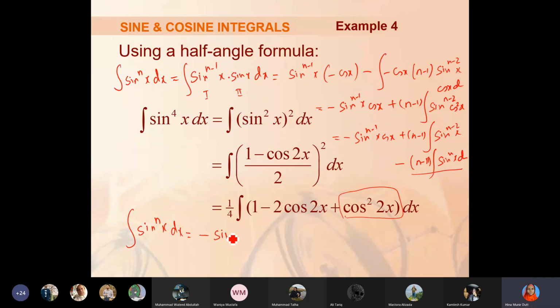Equals minus sine n minus 1x cos x divided by n plus n minus 1 over n integral of sine n minus 2x dx. This is your reduction formula. I have simply applied the integration by parts. You can use this formula for any powers of sine or cosine. Similarly, you can derive the formula for cos nx. You can use this formula for even or odd power of sine x.